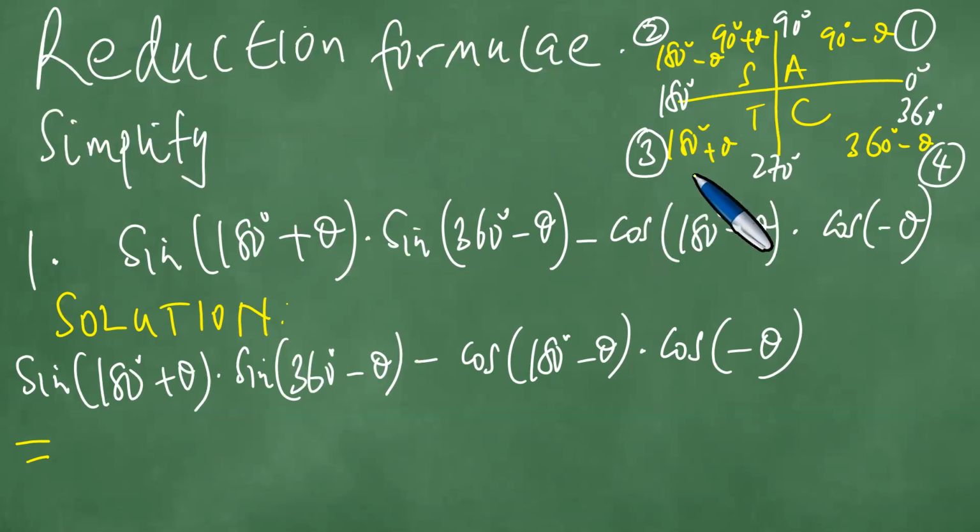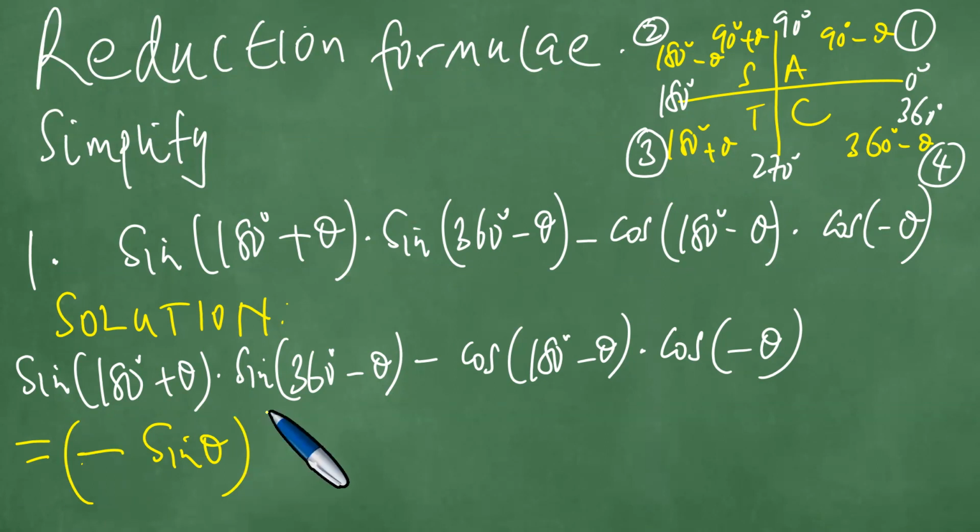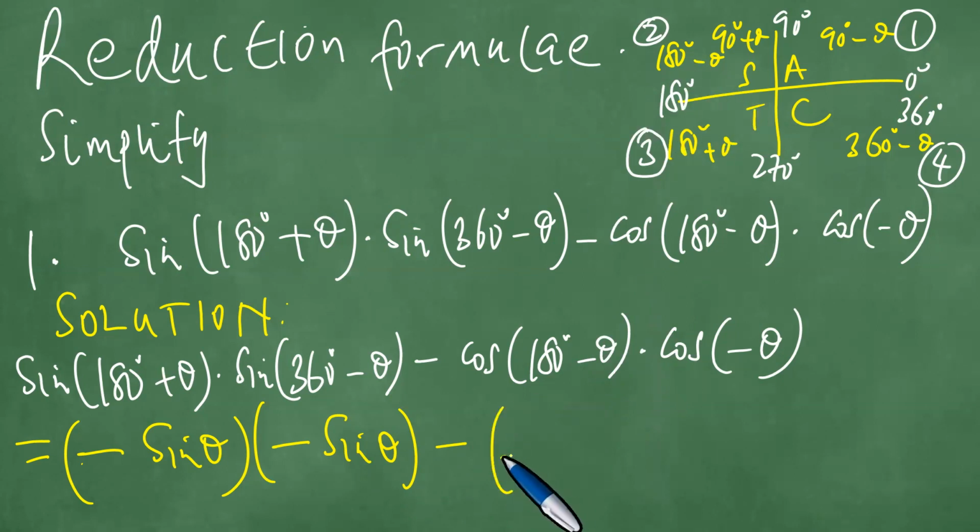In which quadrant is 180 plus? 180 plus is in the third quadrant where tan is positive, because according to the CAST diagram, tan is positive in the third quadrant, and therefore the sine, because we have sine of 180 plus, sine is negative. Okay, so we have 360 minus in the fourth quadrant where the sine is negative. 180 minus is in the second quadrant where the cosine is negative. Okay, this is theta. Okay, good.